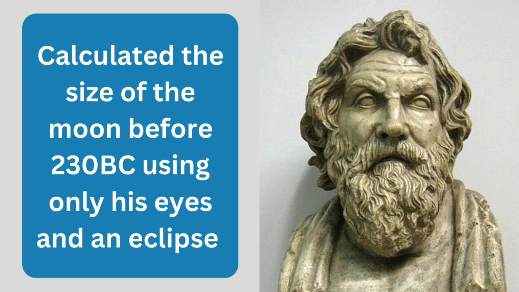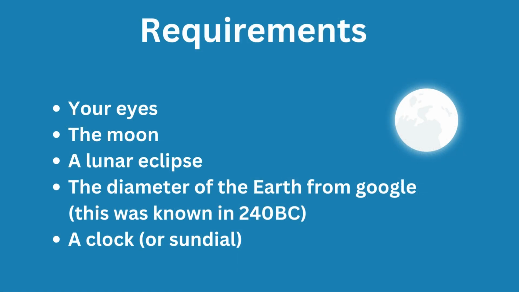Aristarchus of Samos. He measured the size of the moon in 230 BC using little more than his eyes to look at the sky. If you want to try this yourself, you won't need much. Just a clock, Google, and to go outside during a lunar eclipse. These happen once or twice a year. Check the linked video below to see how he originally knew the size of the globe in 230 BC.